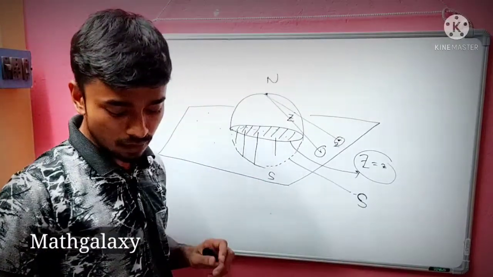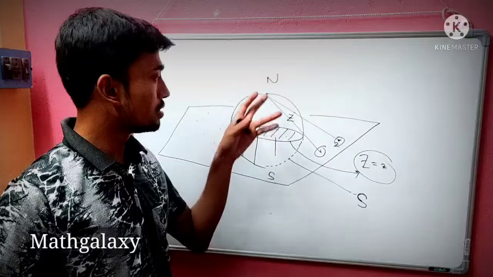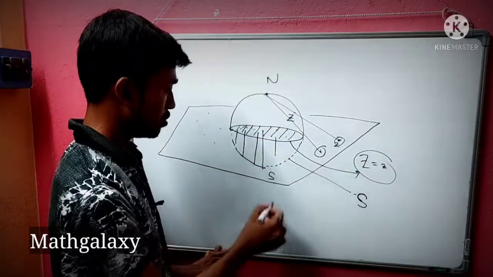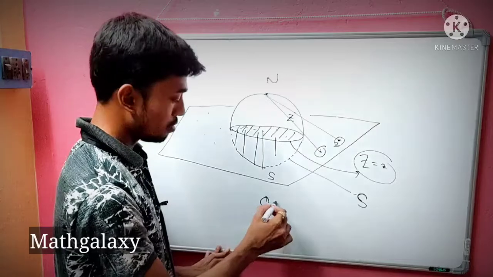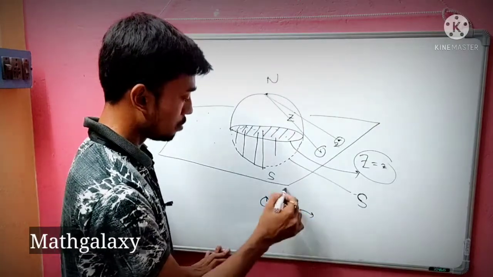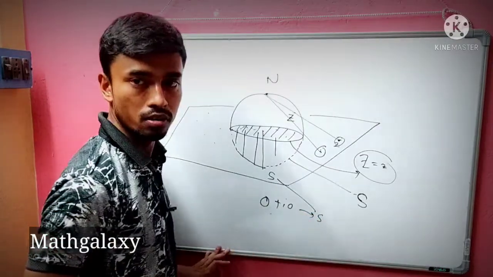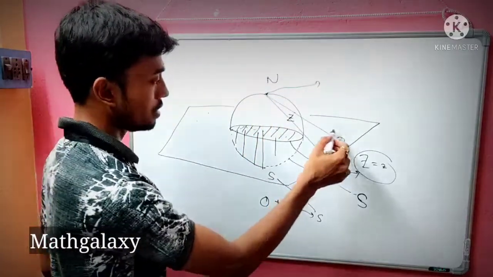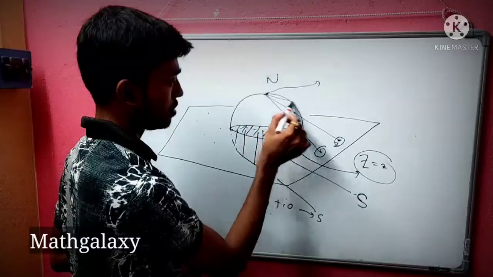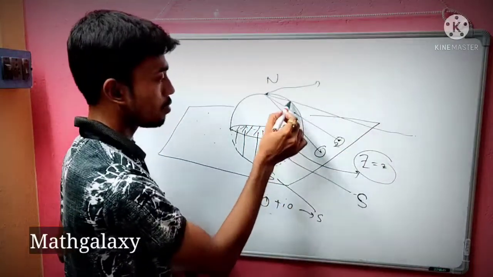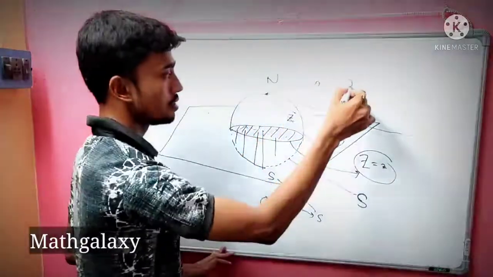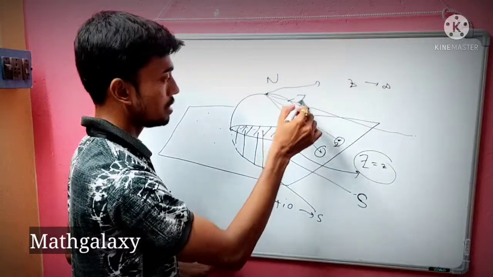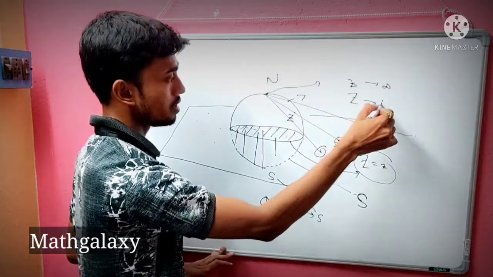Now the question is, what is the north pole and what is the south pole? The south pole is generally zero, so this zero plus i zero maps to the south pole. Got it? And what is N? When these points are far apart like this, the cutting points tend to N. If z tends to infinity, then capital Z tends to N.